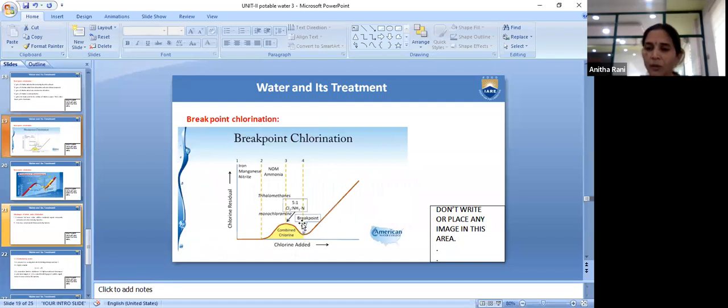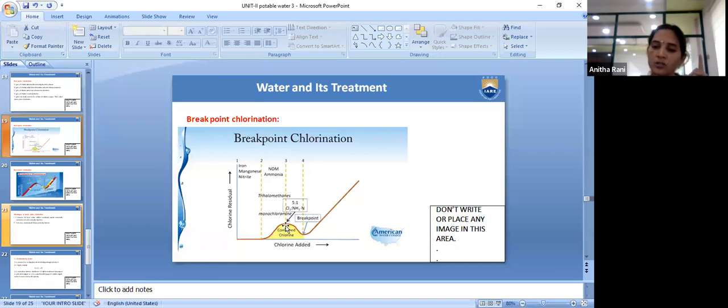When it is destroying bacteria, the curve is decreasing. It reaches a minimum. Chlorine present in water as chloramine, when it is formed in water, is known as combined chlorine.